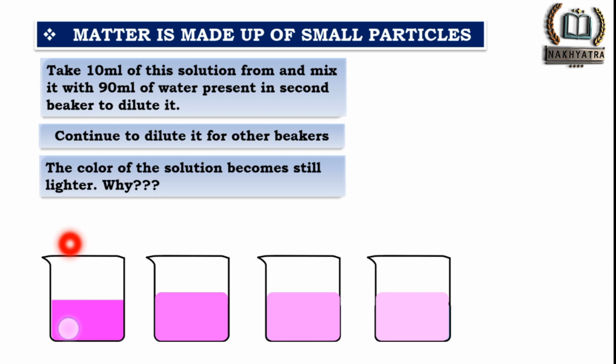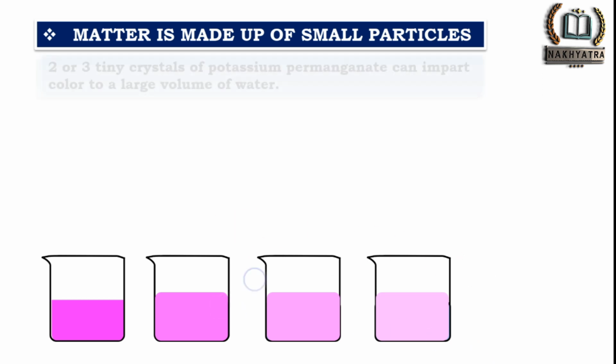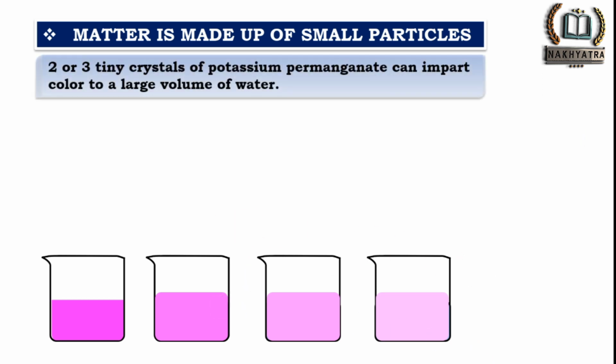As you can see here, the color of the solution becomes lighter, but it doesn't fade away. Why? Two or three tiny crystals of potassium permanganate can impart color to a large volume of water. We added only 2 or 3 crystals of potassium permanganate, right? But they can impart color to a large volume of water.